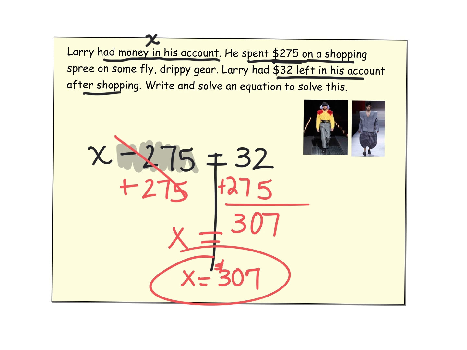Now if you want to do a check, you could go to the original equation. Instead of x, I'll put 307 minus 275. Does that equal 32? If I work it out, 32 does equal 32. I did it correctly.